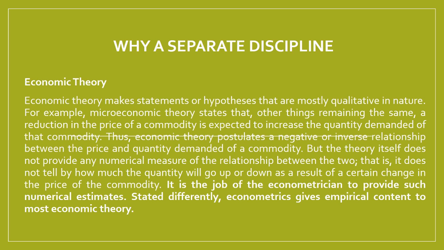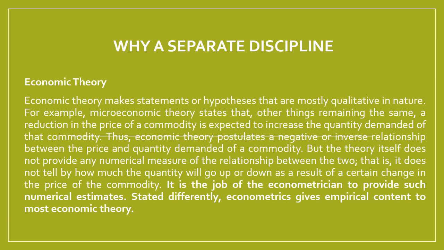First, we will see what the advantages of econometrics over economic theory are. We know that in economic theory we make statements or hypotheses that are mostly qualitative in nature. For example, a simple theory, that is demand theory, explains the inverse relationship between the quantity demanded and the price. Here we are making a statement or hypothesis which is qualitative in nature.